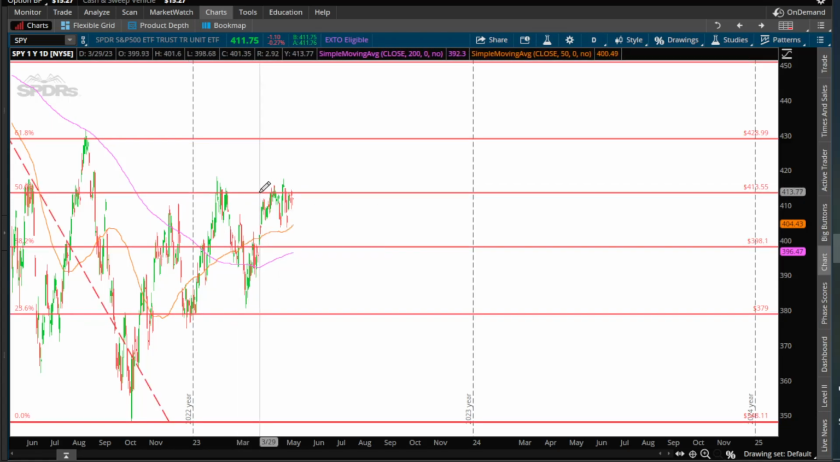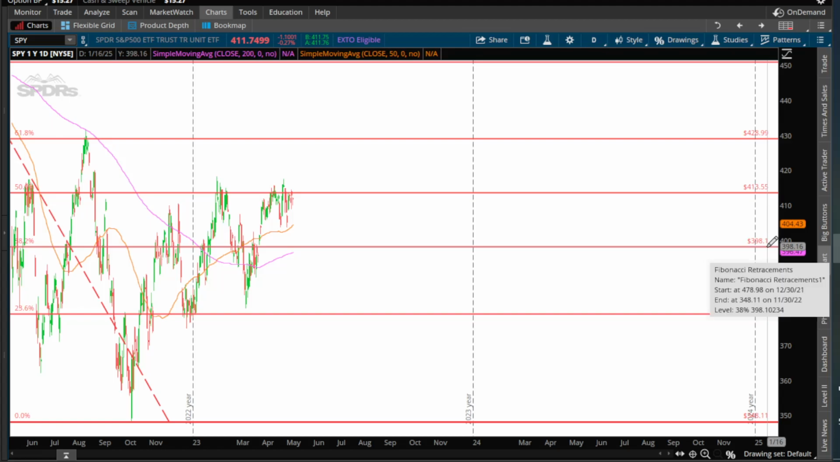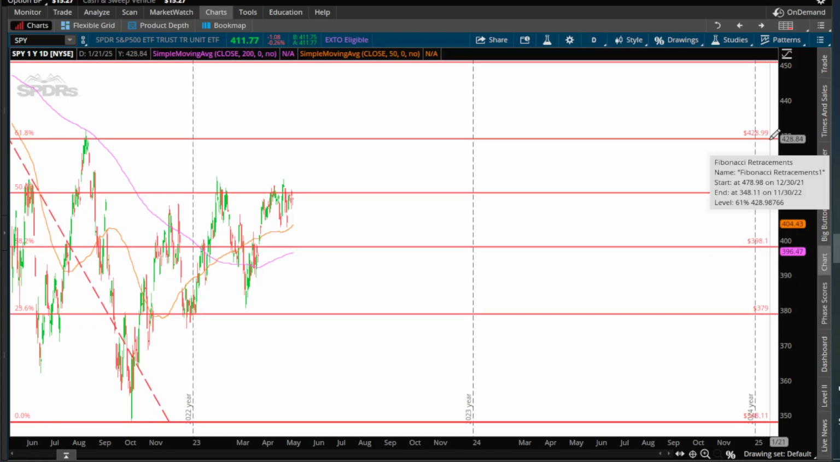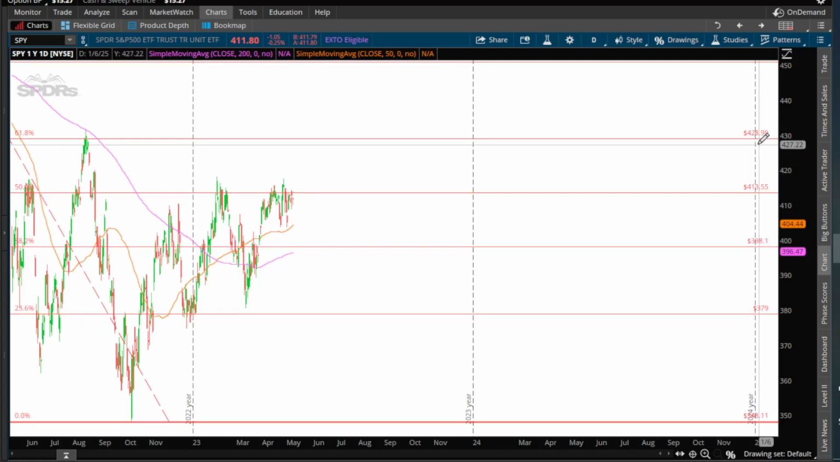Now, if we're looking at the area below that, well, that's going to be right around this 38% fib level. That's at 398. And then we have this area right there that's above, and that's going to be the 61% retracement level at 428.98. So these are the key levels that you do want to watch.